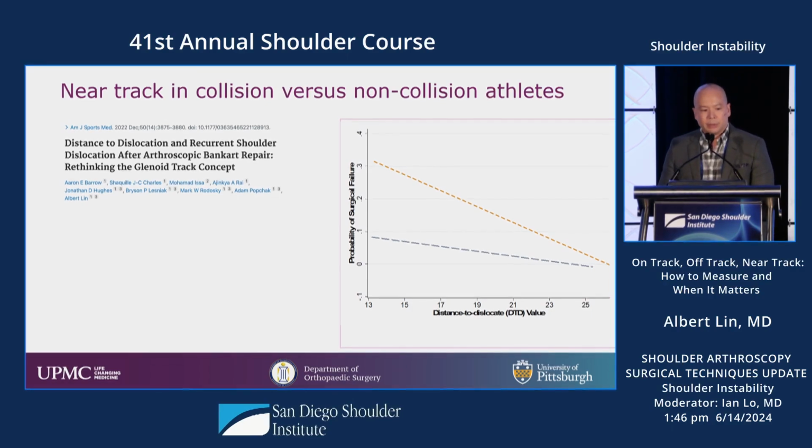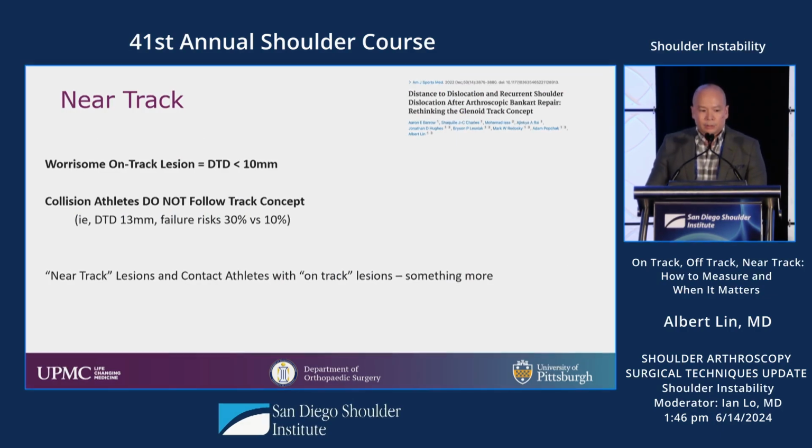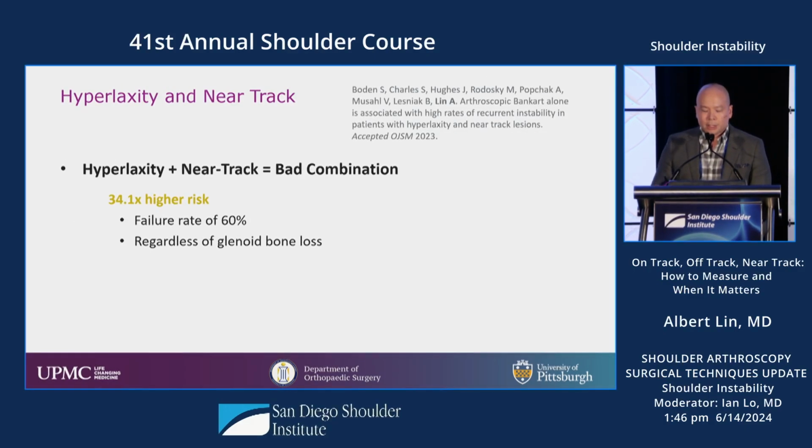Another finding that we found was that the collision athletes don't even seem to abide by this track concept. Their risk of failure is so much higher that it doesn't even matter if they're way on track with their Hill-Sachs. And so it does matter how far an on-track lesion is from becoming off-track. Not all on-track lesions are created equal, and collision athletes in particular don't even seem to follow this concept. And so for these at-risk patients, near-track lesions, contact athletes with on-track lesions, perhaps something more needs to be considered.